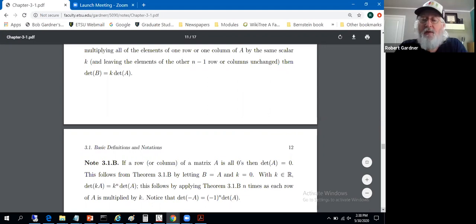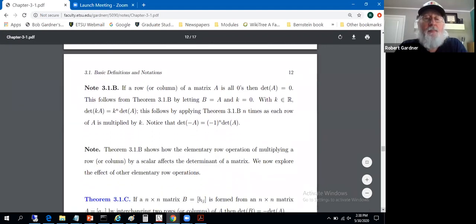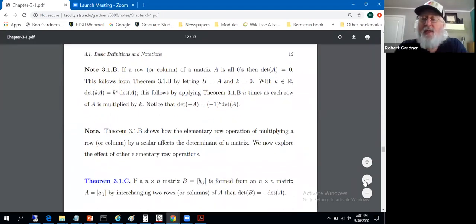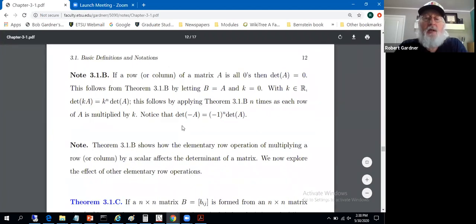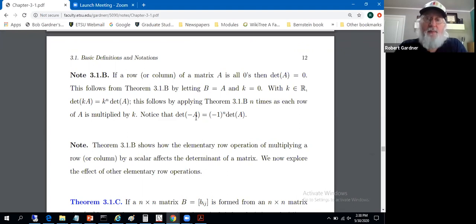If we took that constant K from this little observation to be -1, if I took the determinant of negative A, so I multiplied all the entries of A by -1, you see from this observation with K equals -1 that gives us a -1 to the n outside. The determinant of negative A is -1 to the n times the determinant of A. All right, so if n is even, the determinants are the same. If n is odd, they differ by a negative.